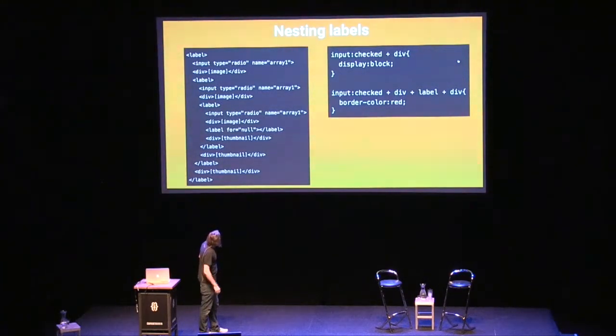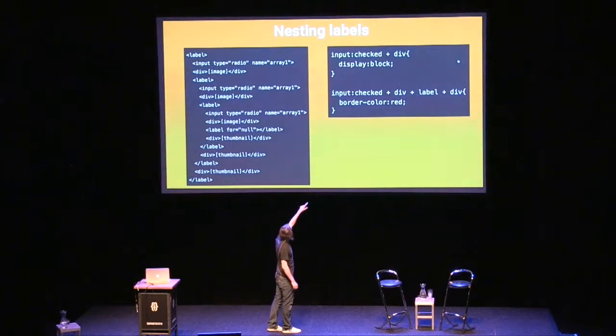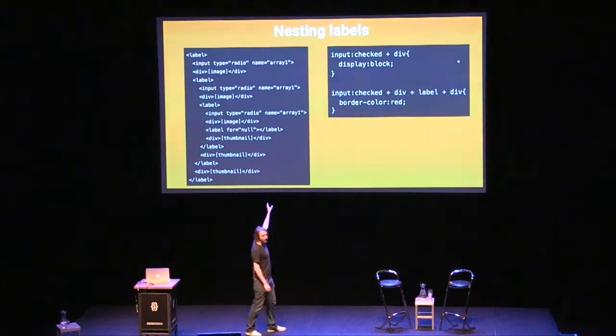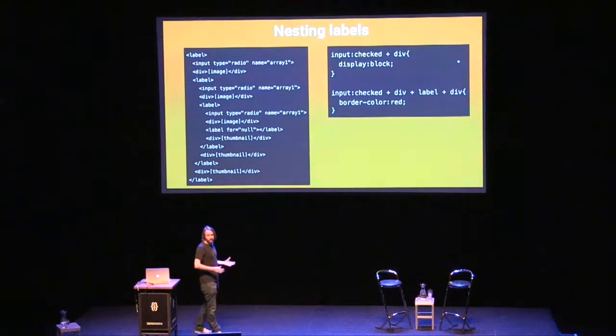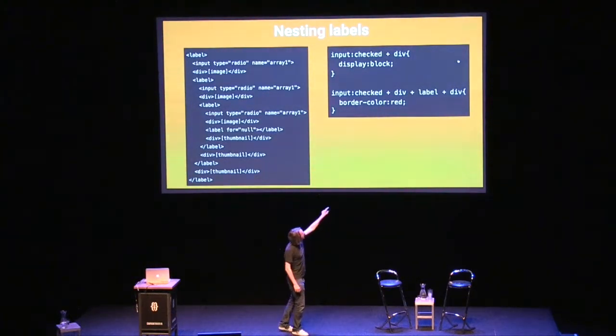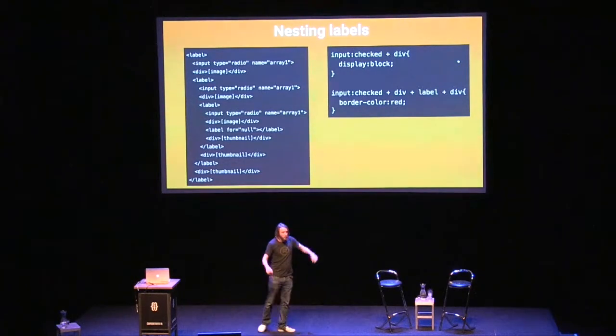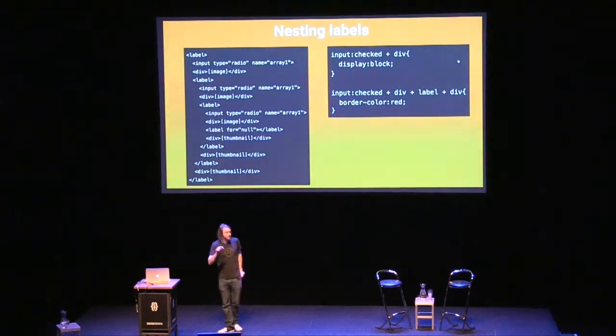And the code for that, the CSS, is the same really. It's input checked plus div display block. That's going to show the image in the gallery. This is a simplified version of what I use. It's just so I could fit it on the screen and make it look all right. But then also we've got input checked plus div plus label plus div border color red. So that's going to change the border color to red on the thumbnail image.